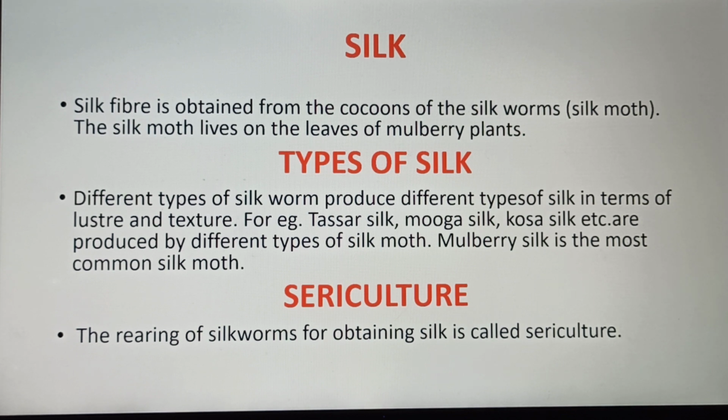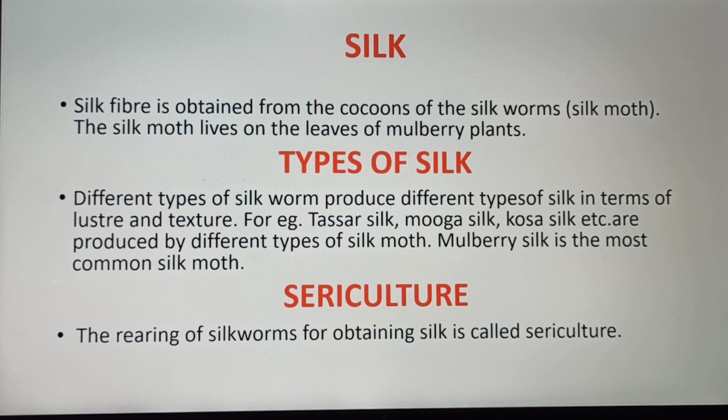Now we come to the next type of animal fiber, that is silk. Silk fiber is obtained from the cocoons of the silkworms, that is the silk moth. The silk moth lives on the leaves of mulberry plants.